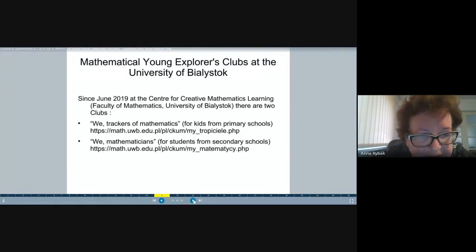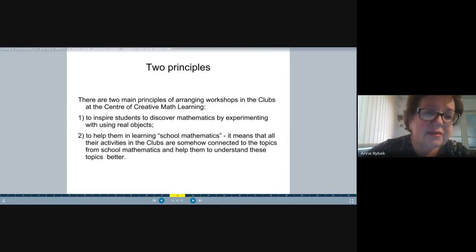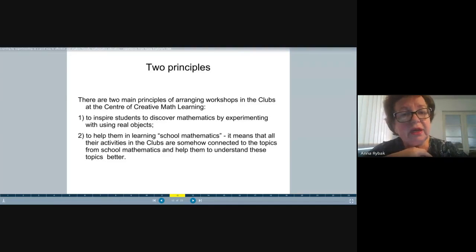Yes, and we, with my colleagues at our faculty, established two main principles of arranging these clubs and workshops for participants of these clubs.